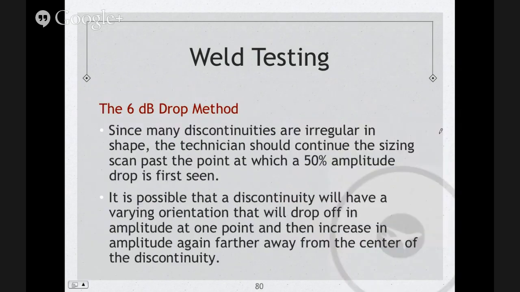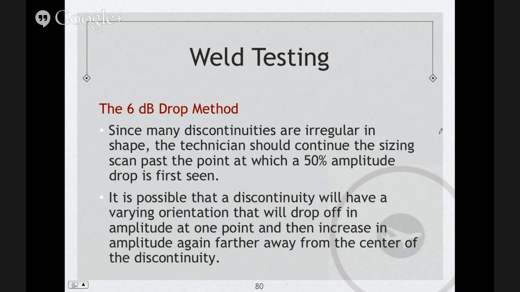Since many discontinuities are irregular in shape, the technician should continue the sizing scan past the point at which the 50% amplitude drop is first seen. Right, so just because it dropped 50%, or went to 40%, half the amplitude you had it at, if it was 80, we know we put it at 80, if it went to 40, you just don't stop there. You continue scanning, right? If it dies there, then you mark it there. Otherwise, you just keep scanning.